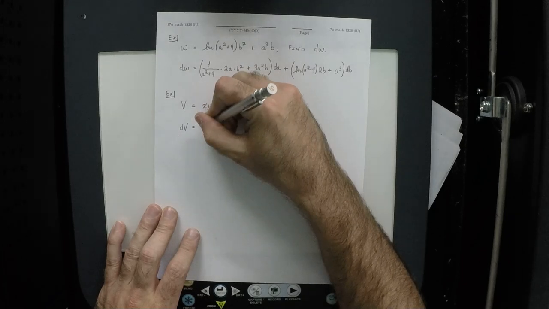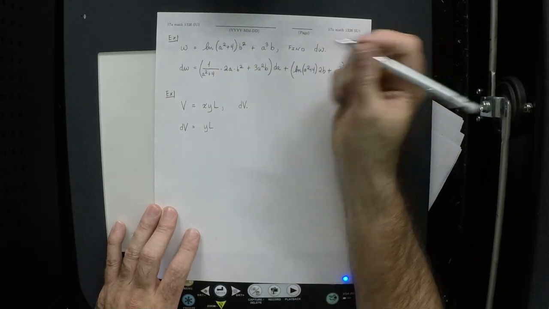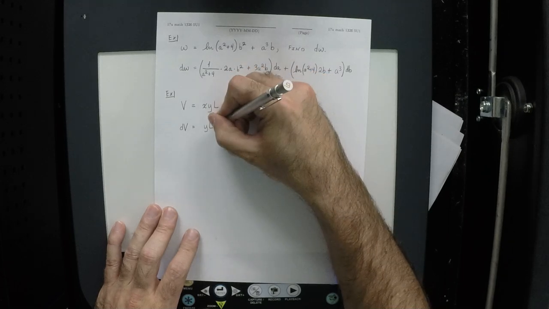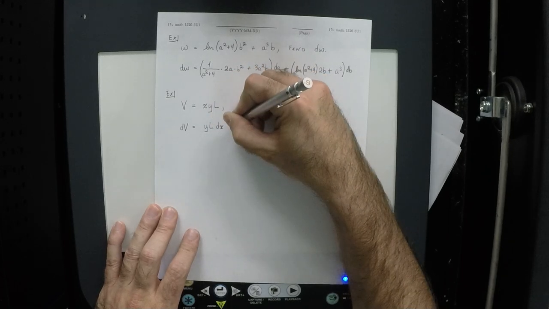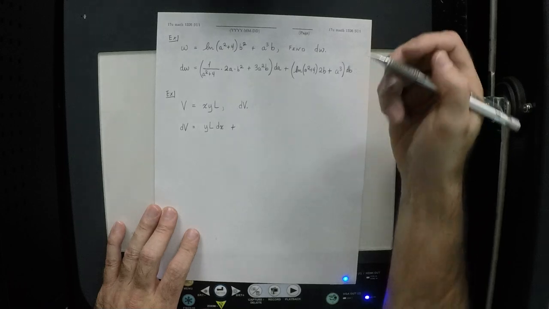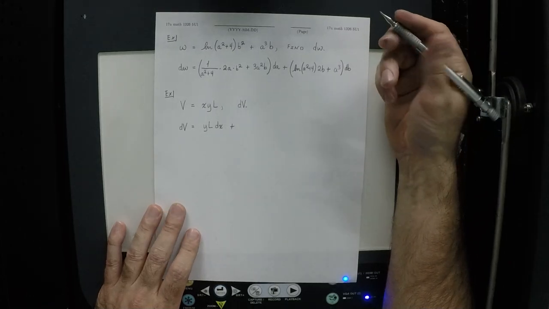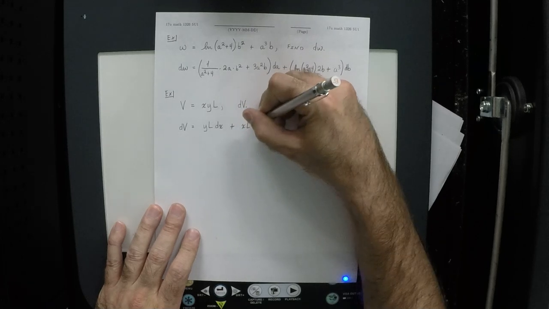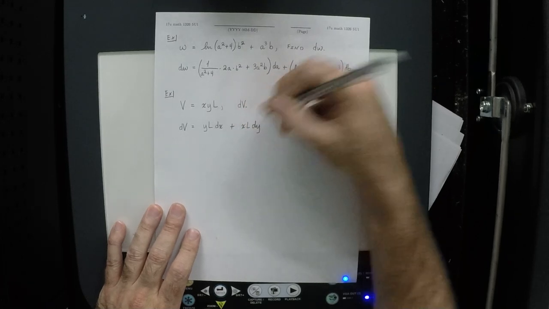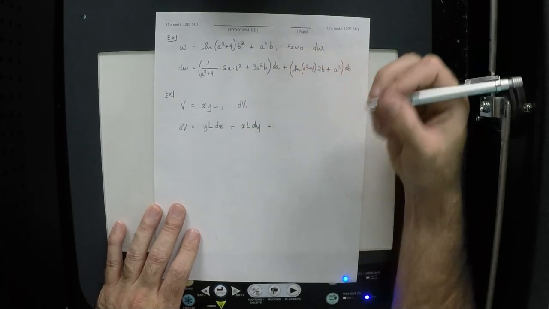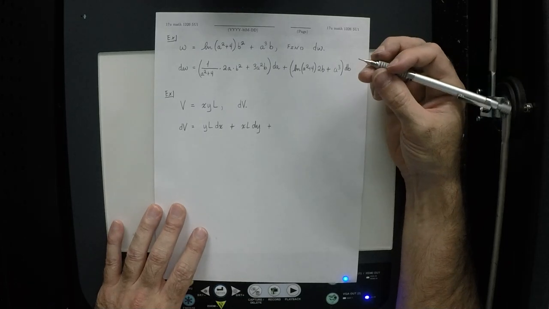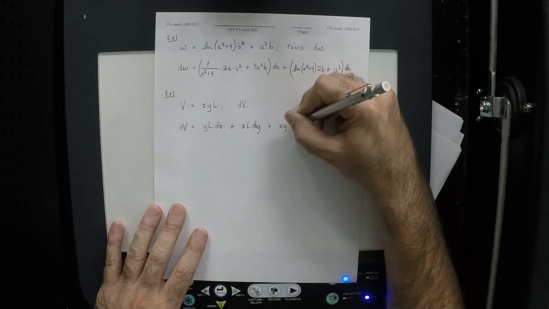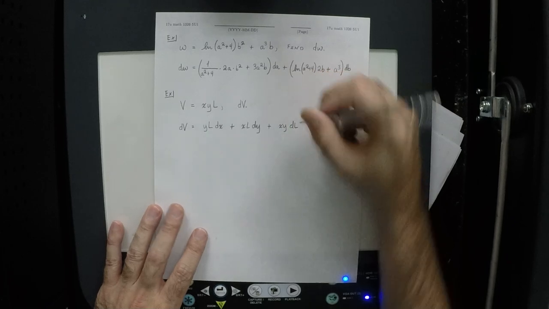YL, and then dx, right? Plus, now what is the differential term corresponding to y? XL dy. And then what is the differential term corresponding to L? XY dL.